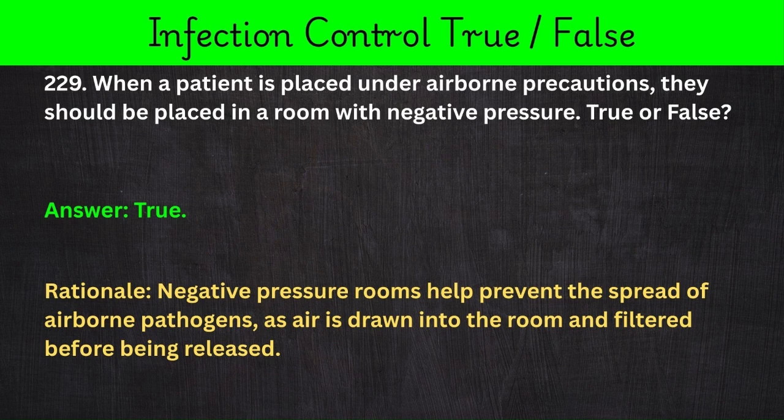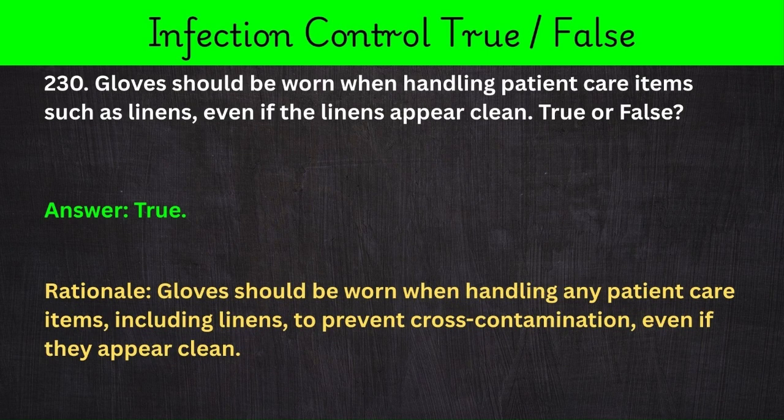229. When a patient is placed under airborne precautions, they should be placed in a room with negative pressure. True or false? Answer: true. Rationale: negative pressure rooms help prevent the spread of airborne pathogens, as air is drawn into the room and filtered before being released.